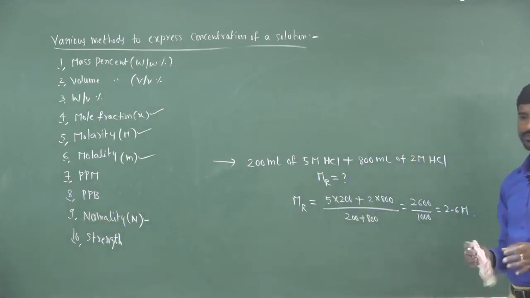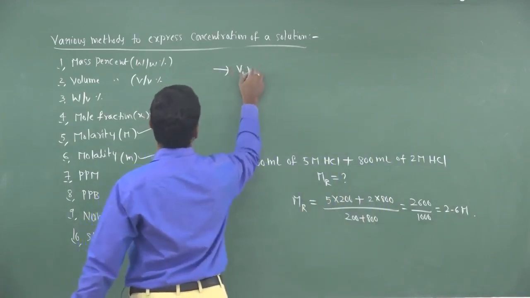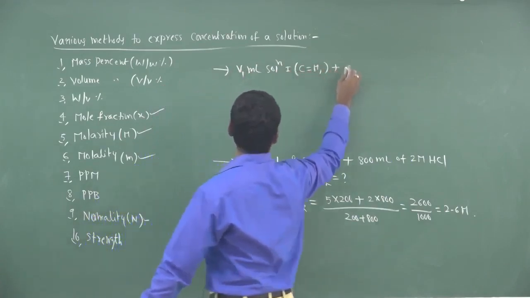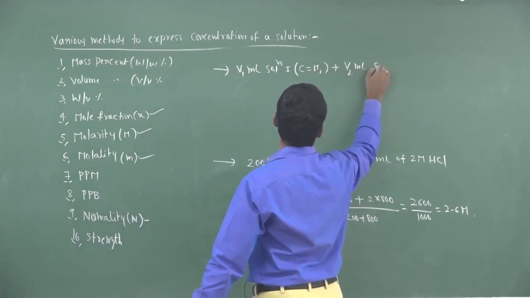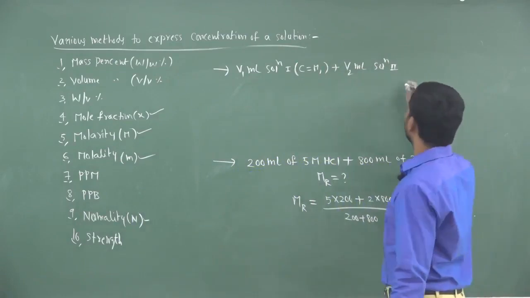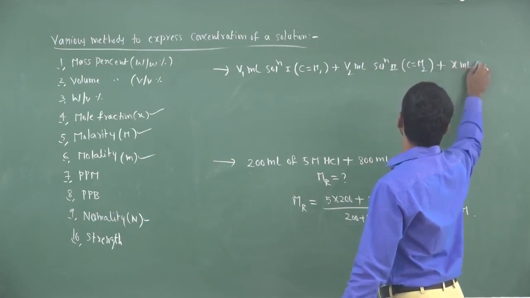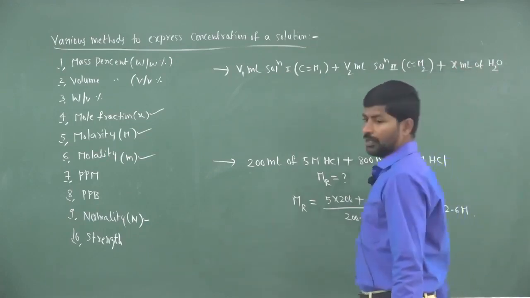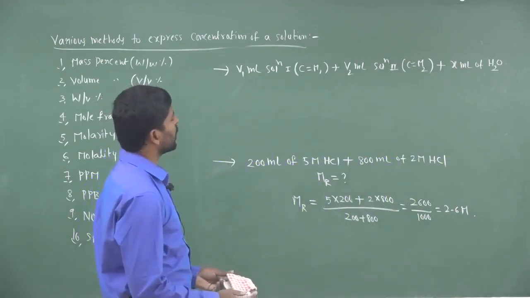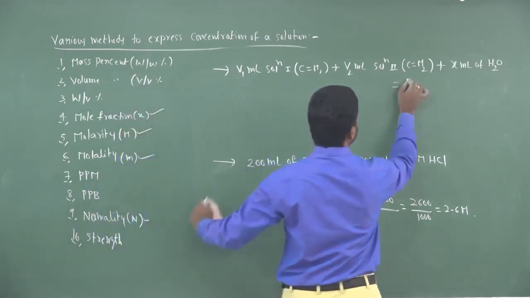Now, for example, I am mixing like this. I am mixing V1 ml of solution 1 whose concentration is M1, plus V2 ml of solution 2 whose concentration is M2, plus some X ml of water also, and we have the resultant solution.